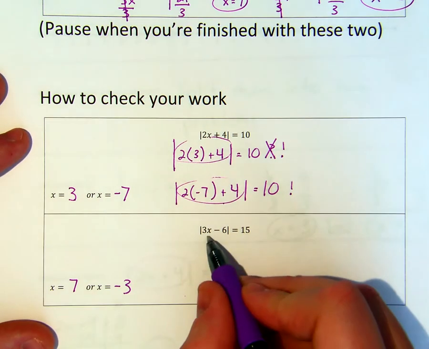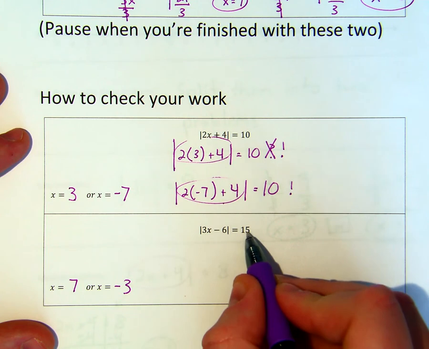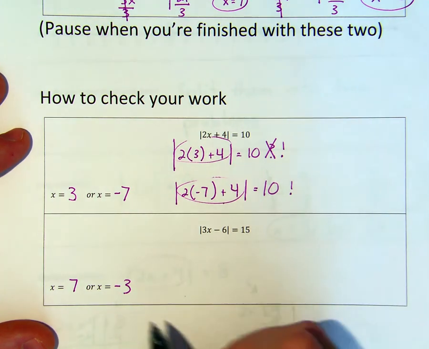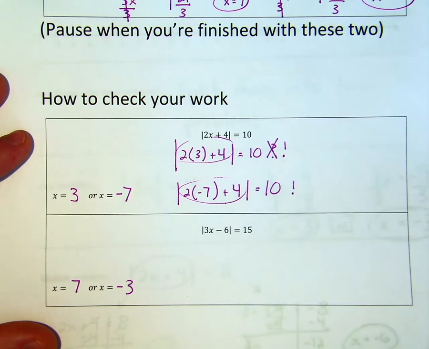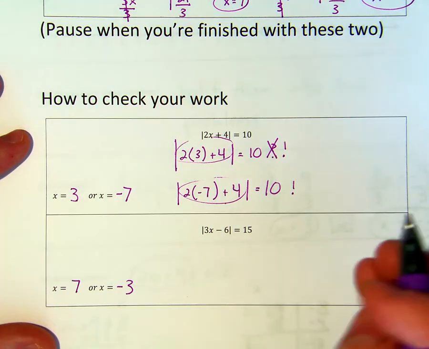In the bottom equation, if we plug 7 in for x, we would come up with an answer of positive 15. The absolute value of 15 is 15. If we plug negative 3 in for x, we would come up with an absolute value of negative 15. Remember that the absolute value of negative 15 is positive 15.